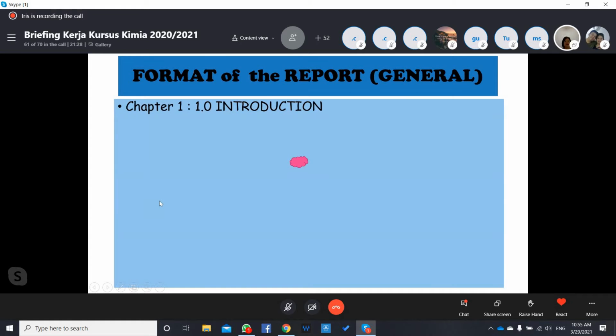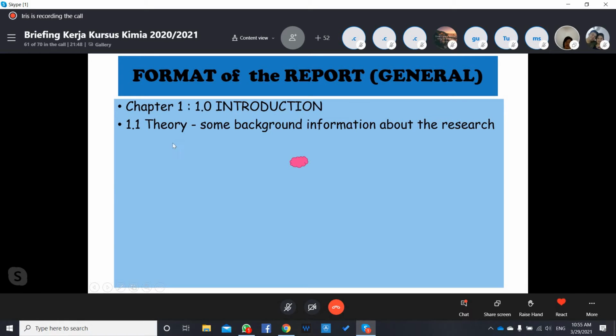Okay, so after the abstract and acknowledgement and all, then only will come out the first chapter. First chapter is our introduction. So in the introduction, what do we need to have? 1.1, because this is 1.0, then 1.1 is talking about some theory. The theory will be related to what you are going to do in your project. So you write some background information about the research that you are going to do. Maybe 1 page like that. Don't need to be long.